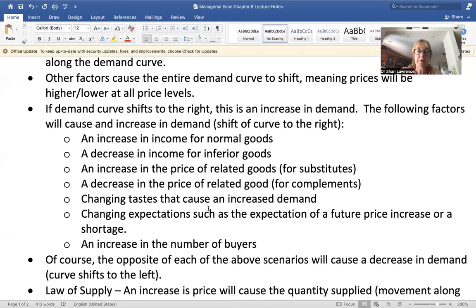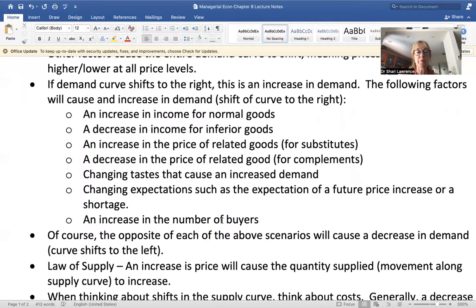So changing expectations like future price increases, or if you think something's going to be a shortage, that can cause an increase in demand. Think about the whole toilet paper shortage during COVID. That was so nonsensical, but it's because people thought they were going to run out of toilet paper, that they weren't going to be able to get it. So they run out and buy it, causes this huge increase in demand. All right, and then an increase in the number of buyers. Simply, if more people are buying a product, that's going to cause a shift in the demand.